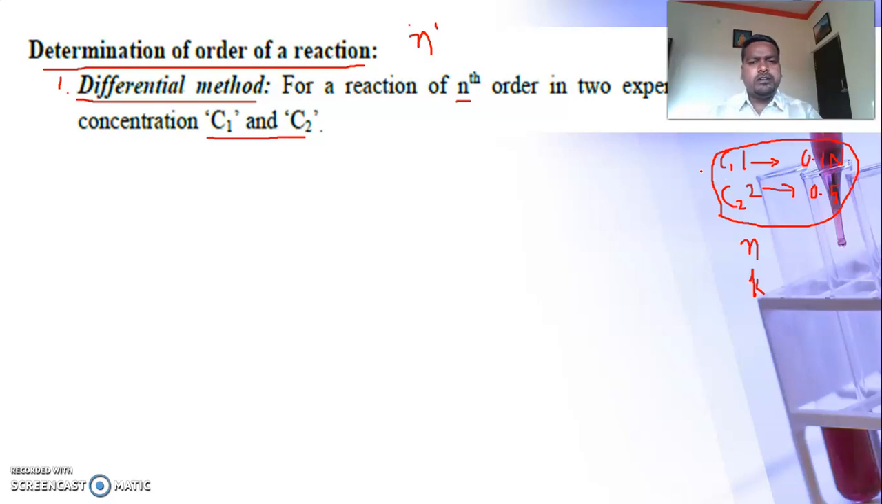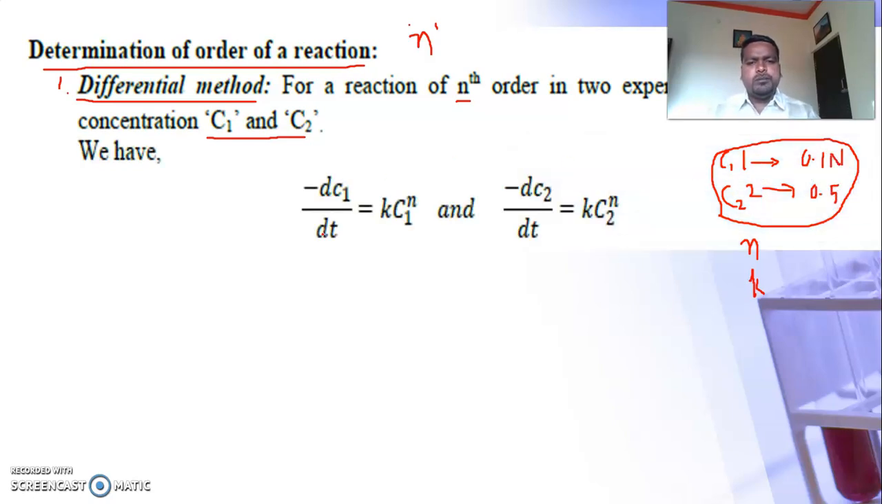So now, the mathematical expression for rate of reaction: we know that dC1 divided by dt is equal to K into C1 to the power n. This is a general expression. We know that rate of reaction is proportional to concentration. If you remove the proportionality, you will get K. So this is the rate expression for the reaction of concentration C1, and this is the rate expression for the reaction of initial concentration C2. You know how to write this differential rate expression for a given reaction, which we discussed earlier.